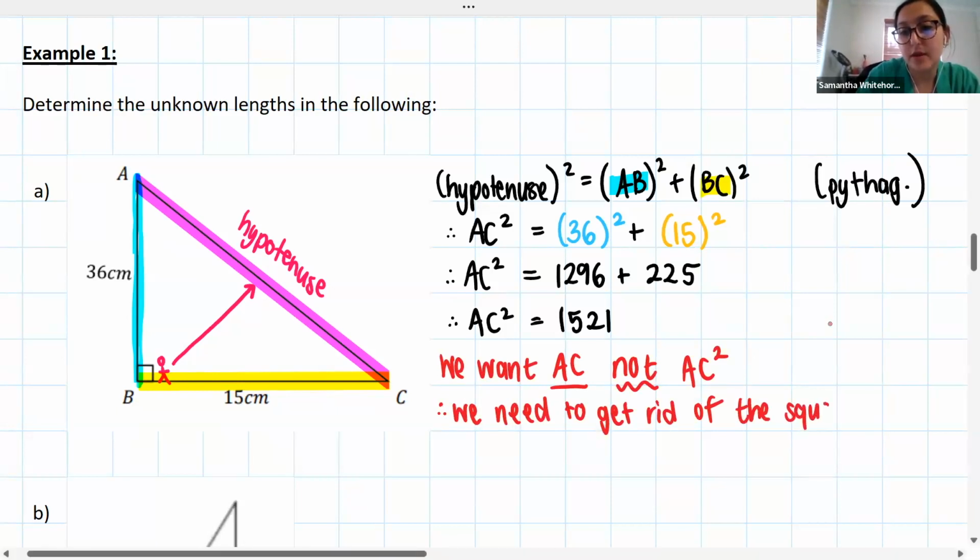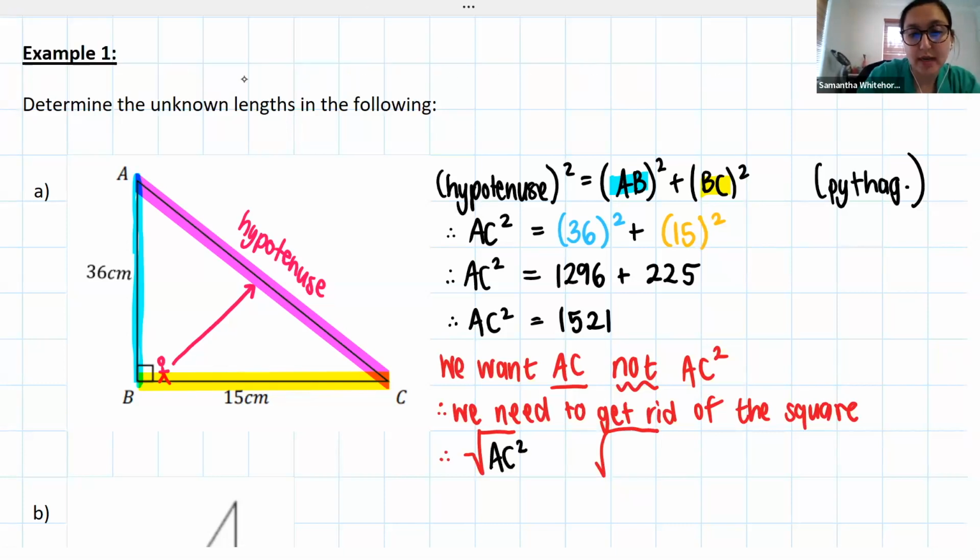Now we know from equations, and if you've missed that or can't remember, go back to the videos. We know that from equations, the way we get rid of an operation is through inverse operations. So what that means is that we need to square root both sides of my equation in order to get AC alone. So we are going to square root the AC squared, and we're going to square root the 1,521. What that does is it gets rid of the squared, leaving me with just the AC.